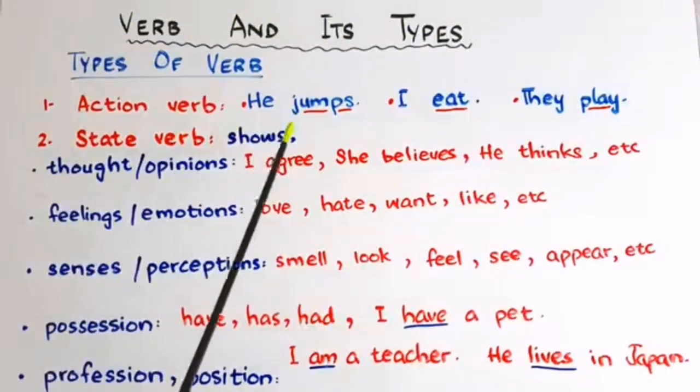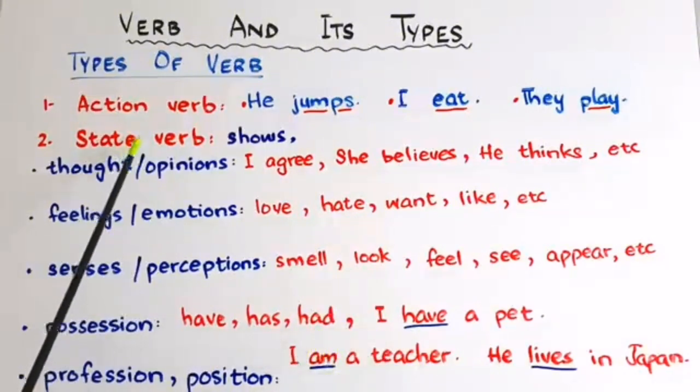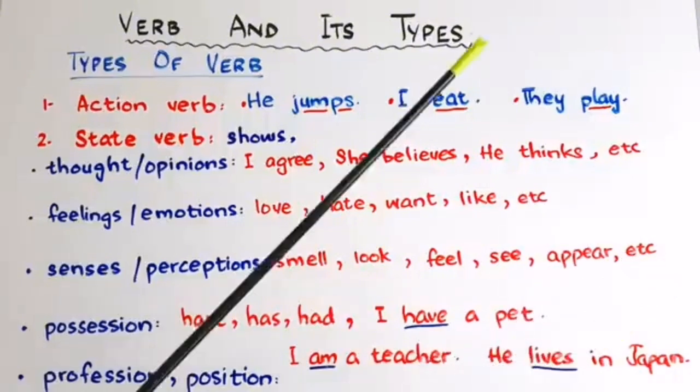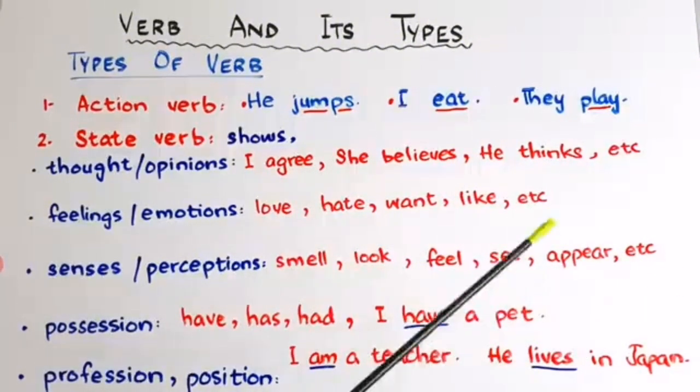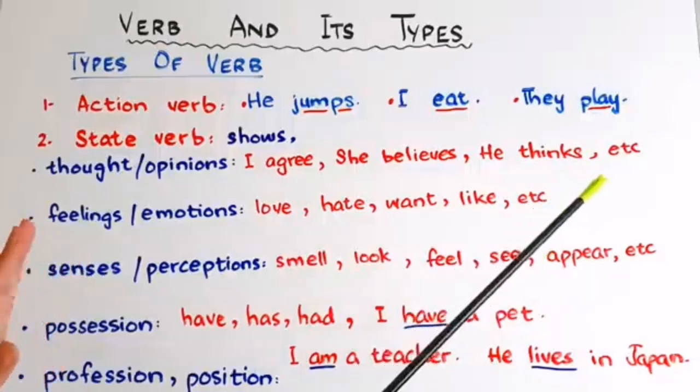Then state verbs are also used to show profession or position. Like I am a teacher. Being a teacher is my profession, so the verb am here is acting as a state verb. Or he lives in Japan. The verb lives here is also not showing any action. It is a state of somebody that he lives in Japan. So as you can see, in all these verbs, you cannot find any physical action.